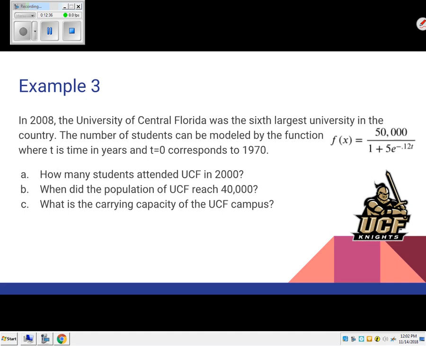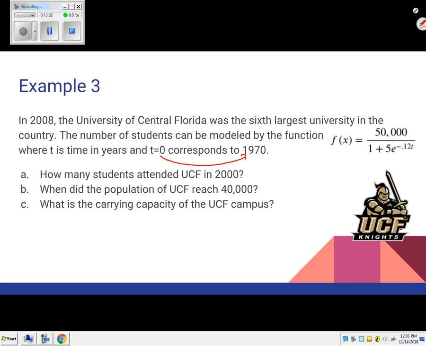In 2008, they were the 6th largest university in the country, and so the number of students can be modeled by this function over here, where t is time in years, and t equals 0 corresponds to 1970. We talked about that a couple weeks ago. So, how many students attended UCF in 2000?